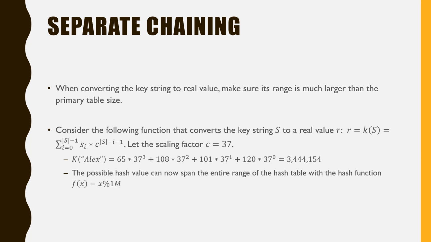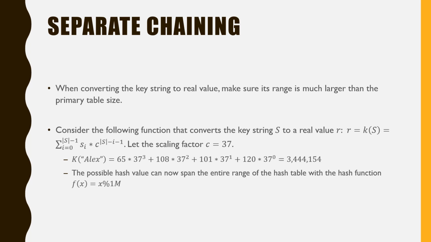For example, when computing the hash value for Alex, we will first multiply 37 to the power of 0 to the ASCII code of its last character x, 37 to the power of 1 to the ASCII code of E, 37 to the power of 2 to the ASCII code of L, and 37 to the power of 3 to the ASCII of A. We will then sum all inflated values to obtain the real value for the key, which is over 3 million here.